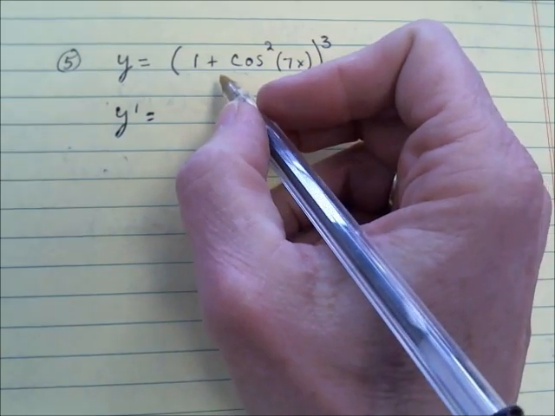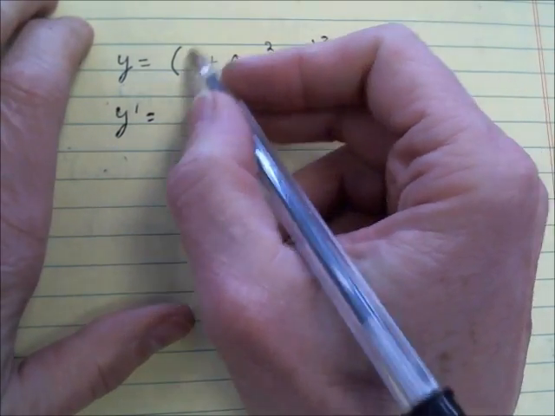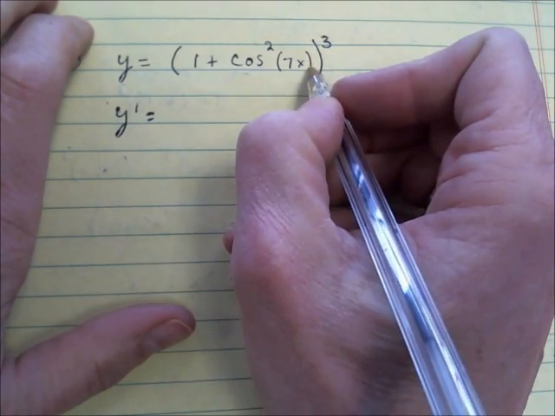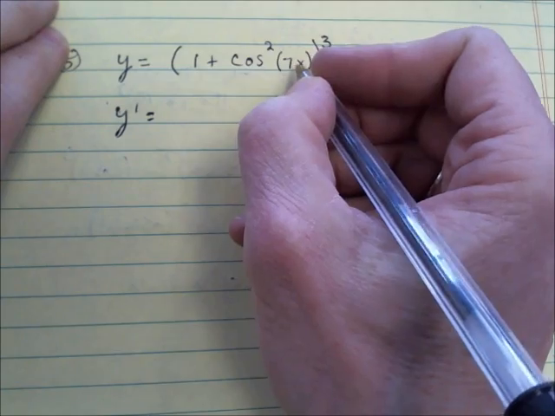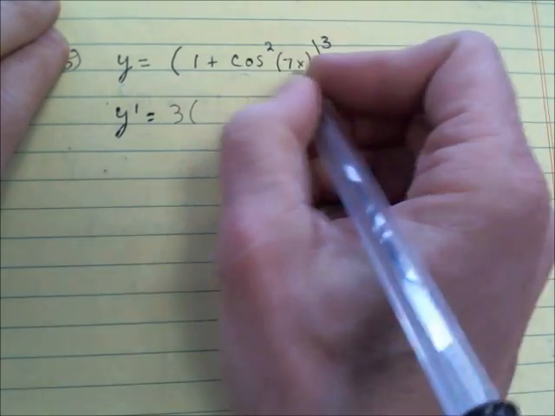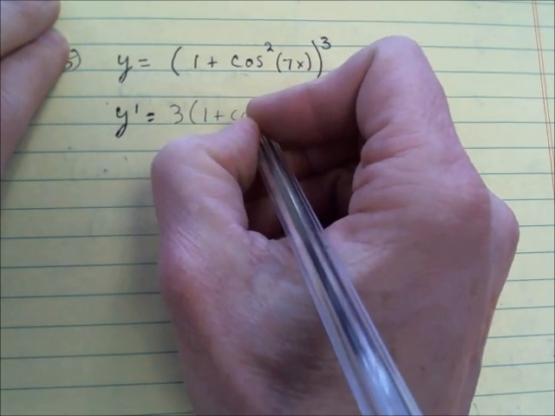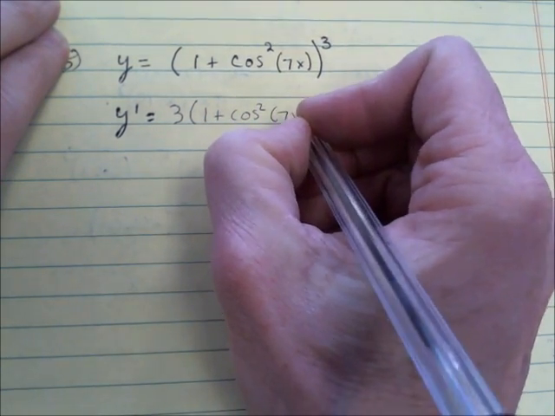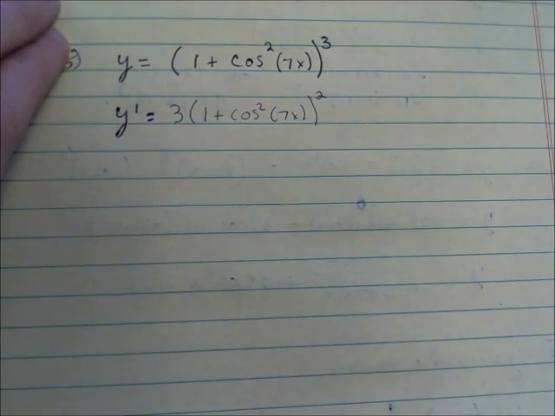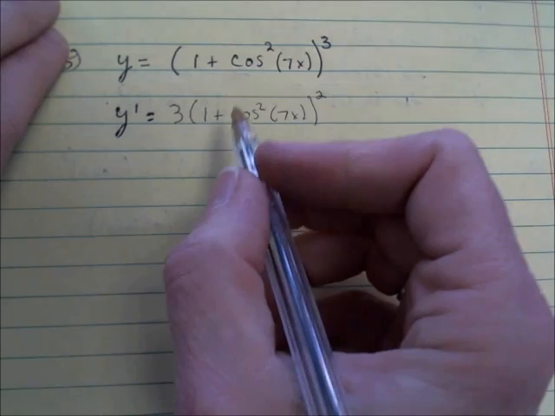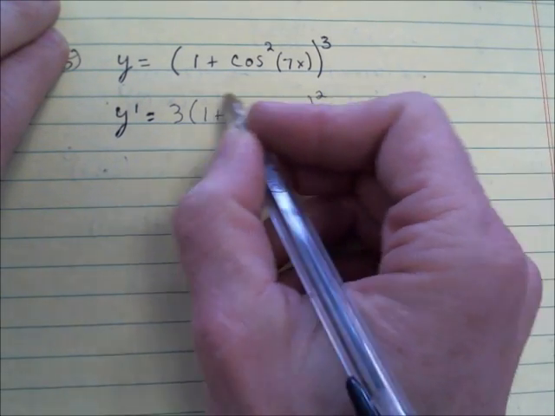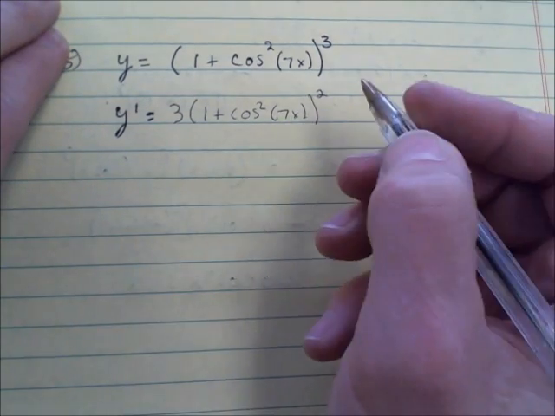So what we're going to use now is the chain rule, where the outer function is x cubed and the inner function is this whole part inside parentheses. So the derivative is you drop the 3 down in front and you don't change that, so it's 1 plus cosine squared of 7x, don't change it, and you bring it to the positive 2 power. And then the chain rule says now we have to multiply this by the derivative of the inside.